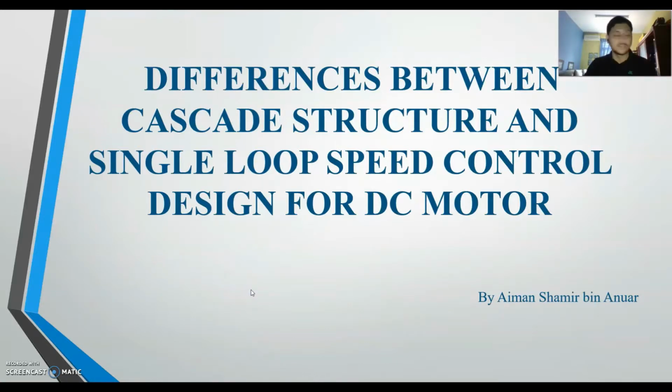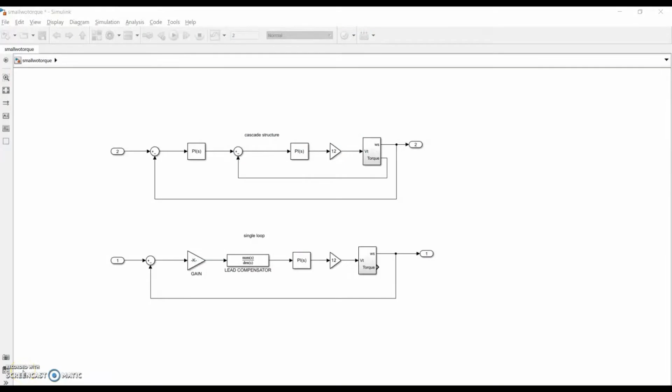My name is Aiman Shamlan bin Anwar. So today I will present my final year project, which is the differences between cascade structure and single loop speed control design for DC motor. For the past semester, I designed my speed control design for DC motor using cascade structure. This semester we mainly focus on single loop speed control design. Now let's explain the comparison between cascade structure and single loop speed control design.